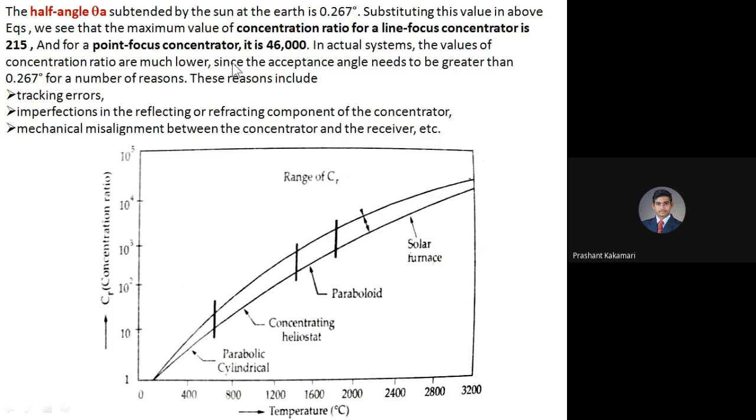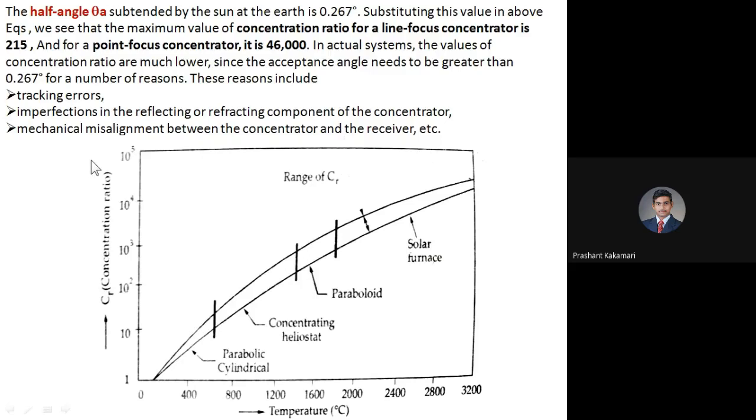So much of aperture area and concentration on the absorption area can change, or using the subtended angle, this may be possible. In actual systems, the values of this concentration ratio are much lower, since the acceptance angle needs to be greater than this value. Practically, you cannot change the subtended angle. That's why we go for changing the aperture area and the receiver area.